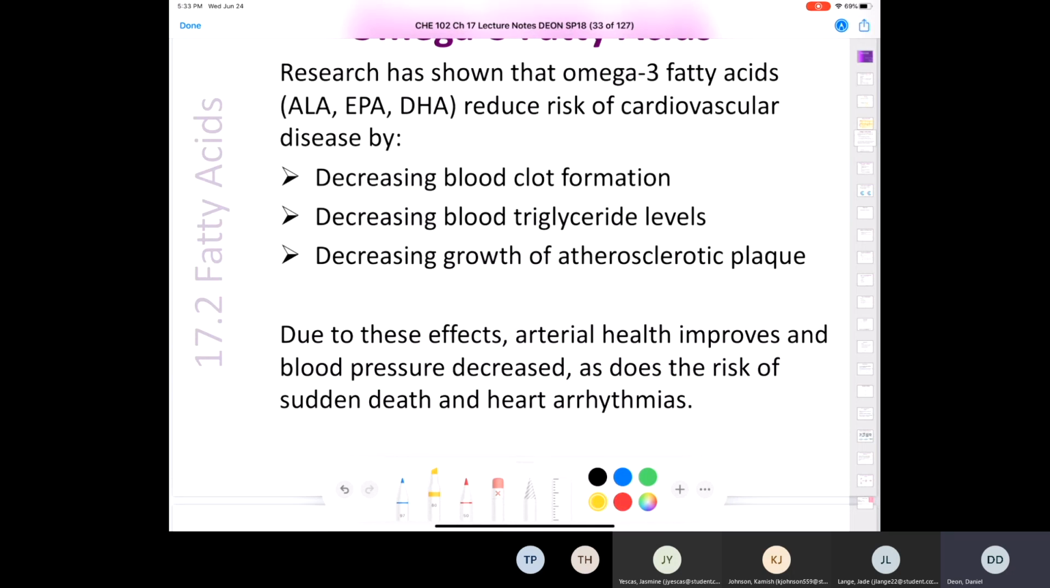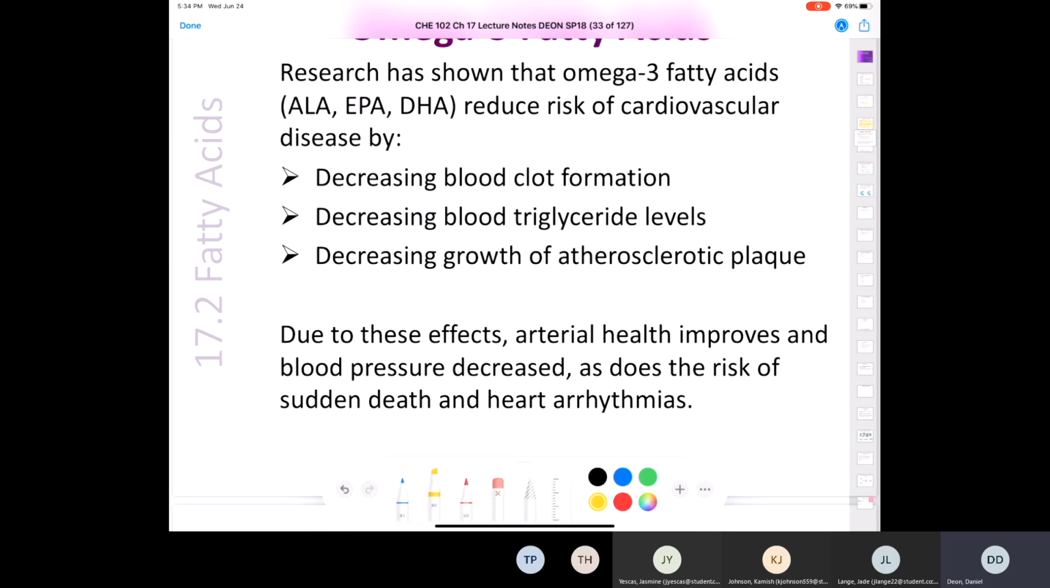Anyhow, just a little bit of FYI about omega-3 fatty acids, the three fatty acids that were shown on the previous slide. It says that their research has shown that they are involved in reducing the risk of cardiovascular disease by these factors here: decreasing blood clot formation and lowering TGC levels, and decreasing the growth of atherosclerotic plaque.